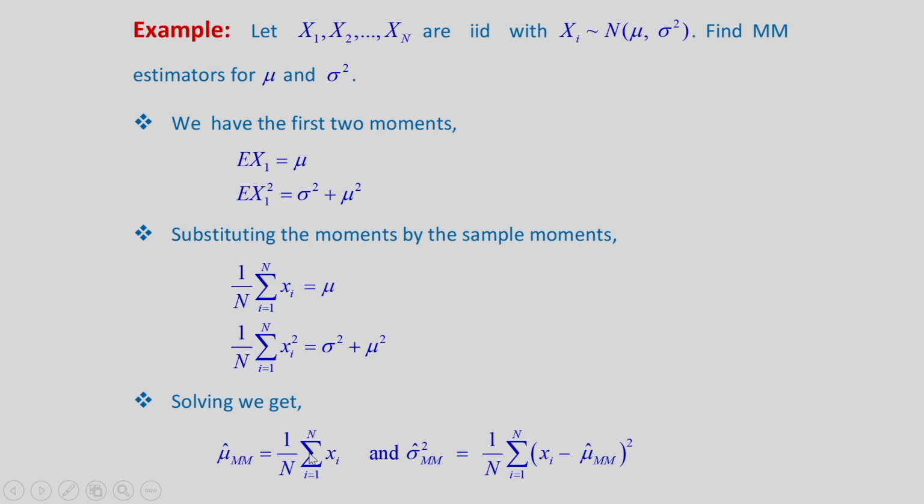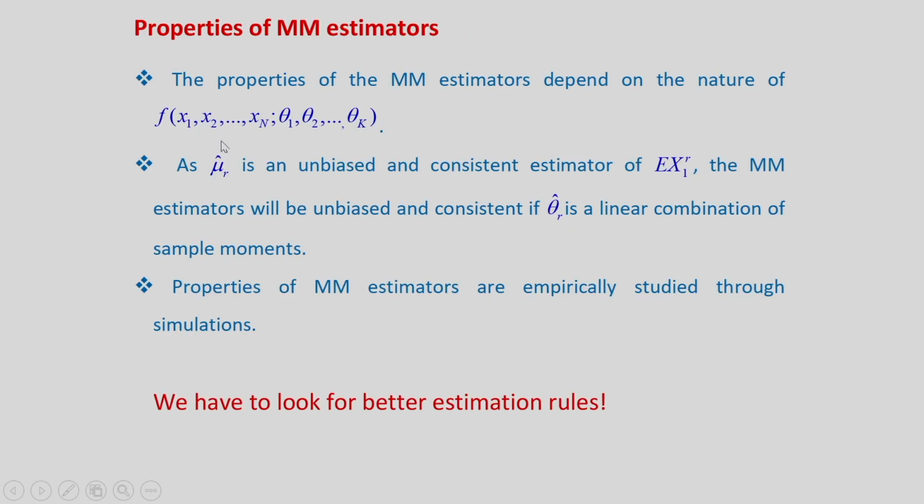So, this is the estimator for mean, this is the estimator for sigma square. Let us tell briefly about the properties of estimators. The properties of estimators depend on the nature of this distribution. So, for each distribution we will have different properties.